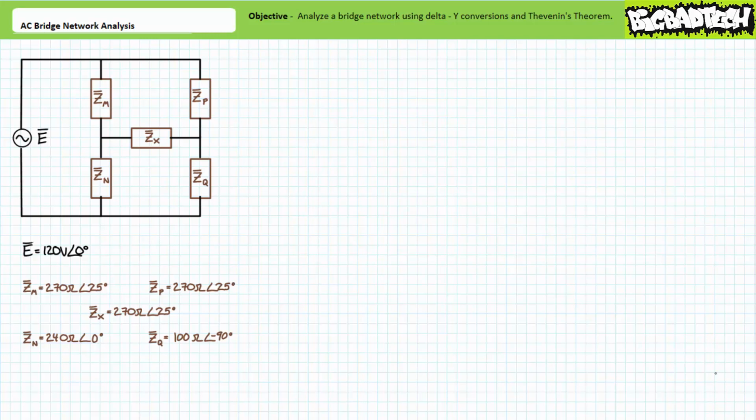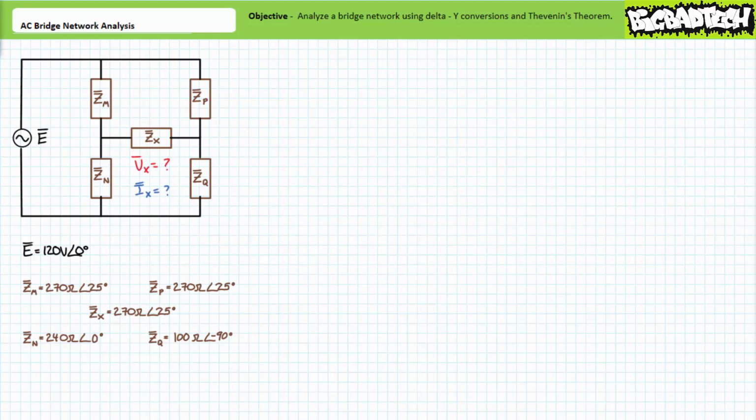Consider a 120 volt 60 Hz AC source supplying a bridge network consisting of 5 impedance elements. Zm, the top left upright of the bridge, is 270 ohms at an angle of 25 degrees. Zn, the bottom left upright of the bridge, is 240 ohms at an angle of 0 degrees. Zp, the top right upright of the bridge, is 270 ohms at an angle of 25 degrees, and Zq, the bottom right upright of the bridge, is 100 ohms at an angle of negative 90 degrees. And finally, Zx, the bridge span itself, is 270 ohms at an angle of 25 degrees.